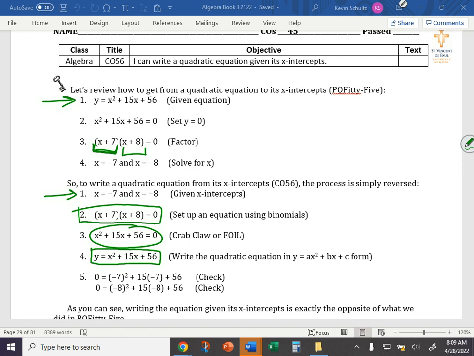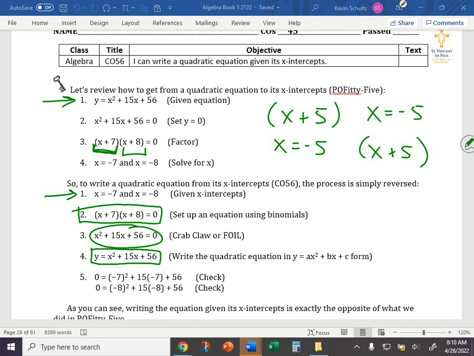Okay, so we have a binomial x plus 5. What value for x makes that 0? Negative 5. So the x-intercept that comes from that binomial is negative 5. So now I'm telling you the x-intercept is negative 5. What binomial would that have come from? There you go. Yeah. Okay. x plus 5.